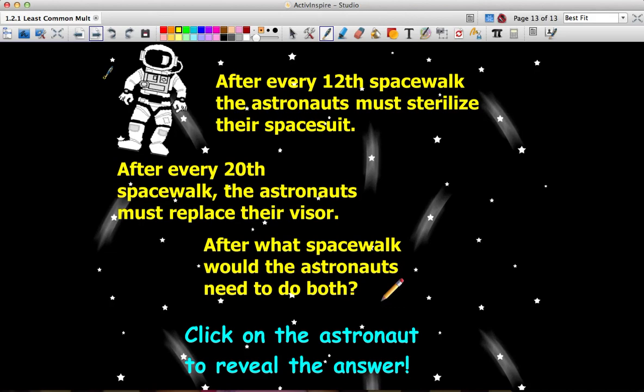And then I'd also like you to solve this problem. After every 12th spacewalk, the astronauts must sterilize their spacesuit. After every 20th spacewalk, the astronauts must replace their visor. After what spacewalk would the astronauts need to do both? So you need to figure out when they have to replace both the visor and sterilize the spacesuit. This will also be on your quiz on Edmodo.